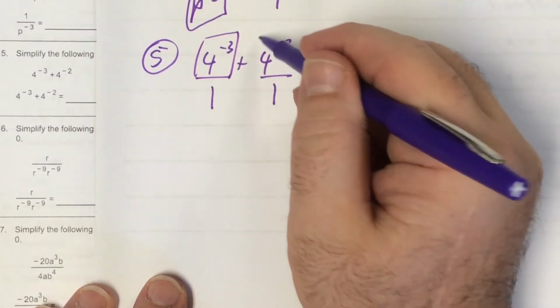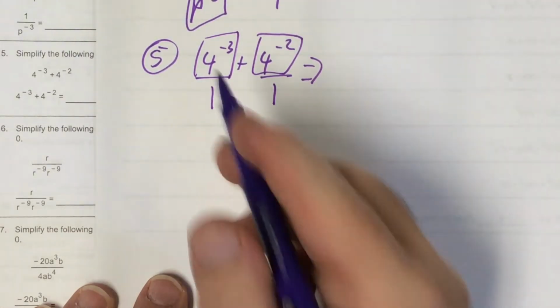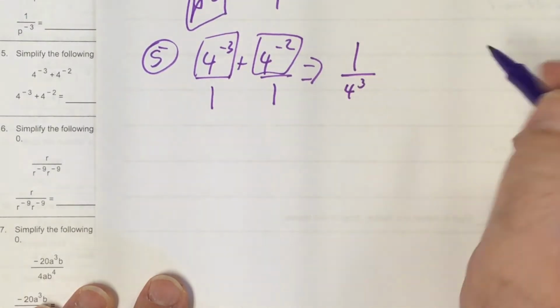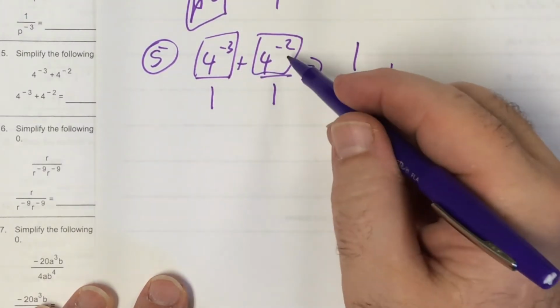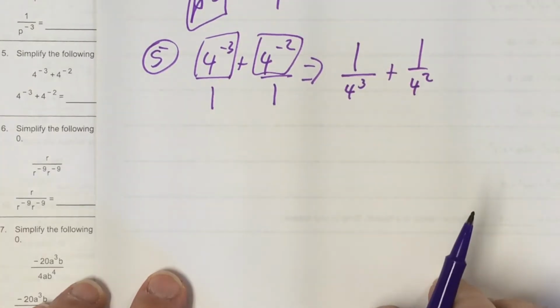And I'm going to box this. I'm going to box this. So when I rewrite this over here, 4 to the negative 3 over 1 is going to be equal to 1 over 4 to the third, plus 4 to the negative 2 over 1 is going to be equal to 1 over 4 squared.